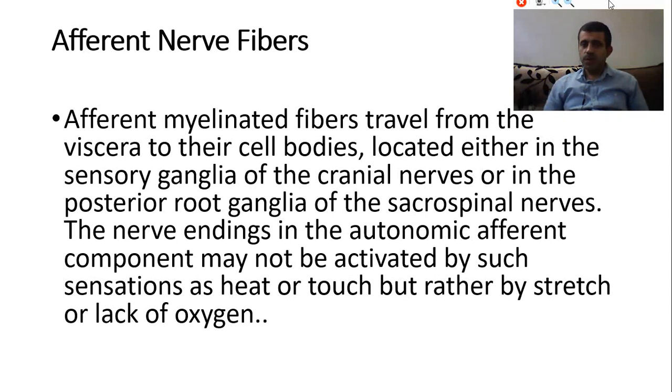Okay, so the nerve endings in the viscera will be stimulated by stretch or lack of oxygen.